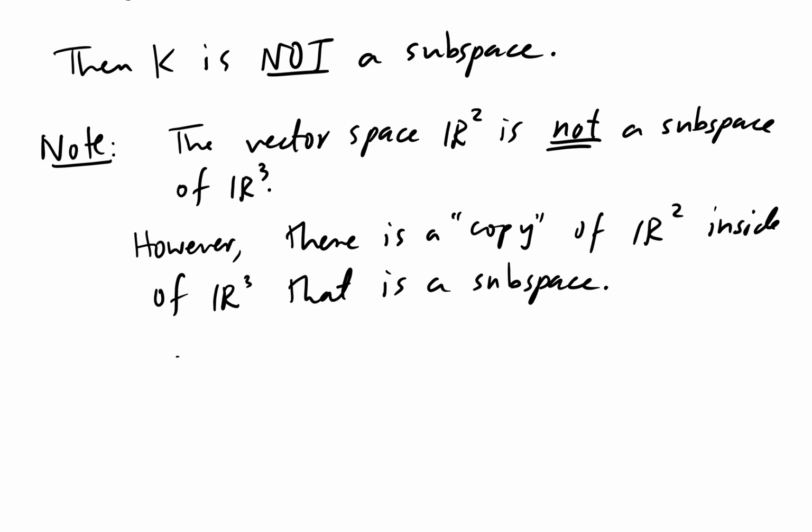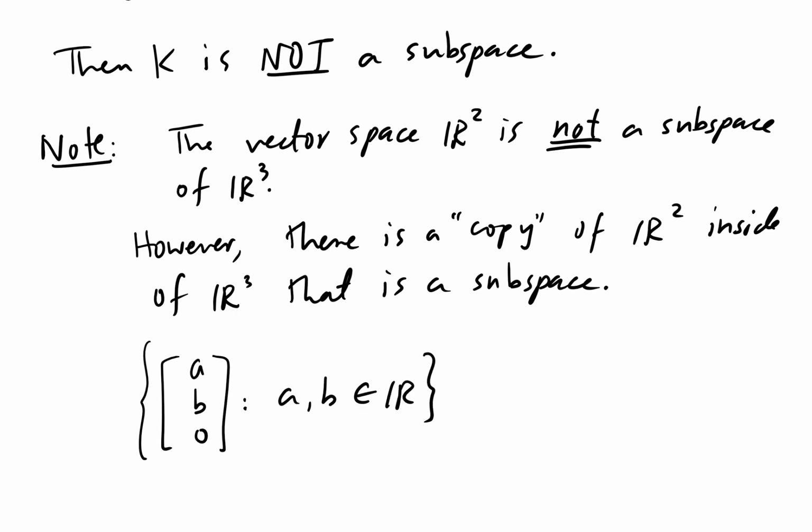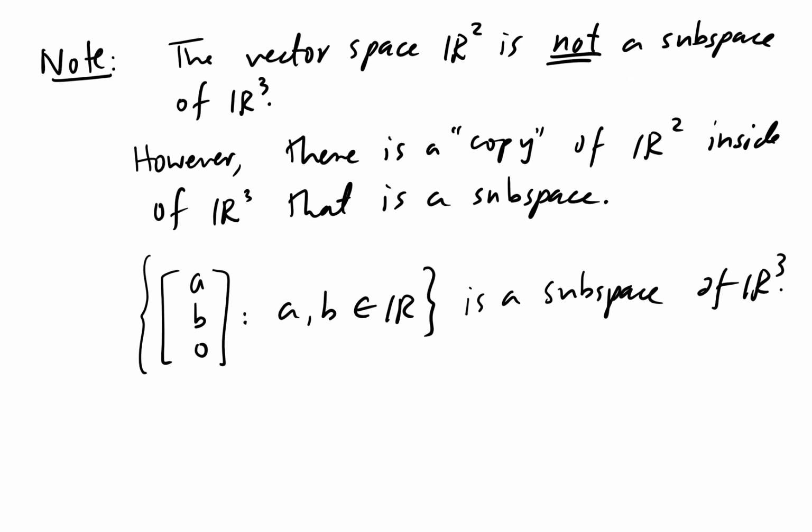For example, let's say A, B, and 0, where A and B are real numbers. This is a copy from R2 because there's no Z. So this is a subspace of R3. You can test the three properties.